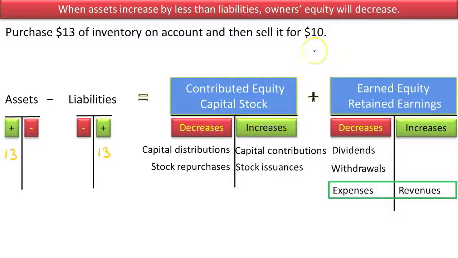We're going to sell it for $10. If you sell it for $10, first you have to get rid of the inventory. So your asset will go down. When you give inventory away to customers, that's an expense that we call cost of goods sold. That reduces our income, which reduces retained earnings.